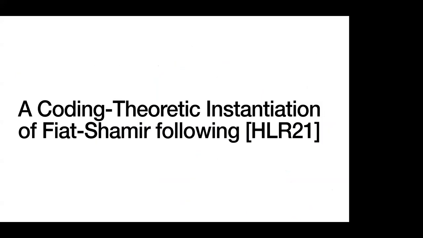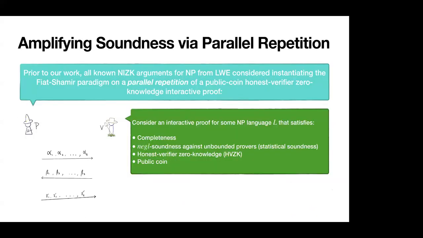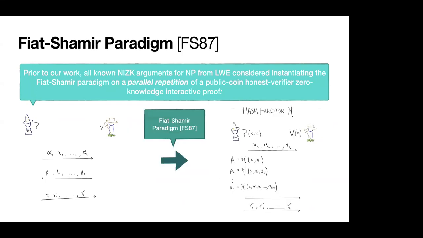So now here's how we're going to follow HLR21's coding theoretic instantiation of Fiat-Shamir. So recall how this works. You're going to start with an interactive proof for some NP language L, which satisfies completeness, statistical soundness, and the honest verifier zero knowledge and public coin properties. And here you have the prover sending T rounds of messages, alpha 1 through alpha T, the verifier sending T rounds of challenges, beta 1 through beta T, and then there are openings gamma 1 through gamma T.